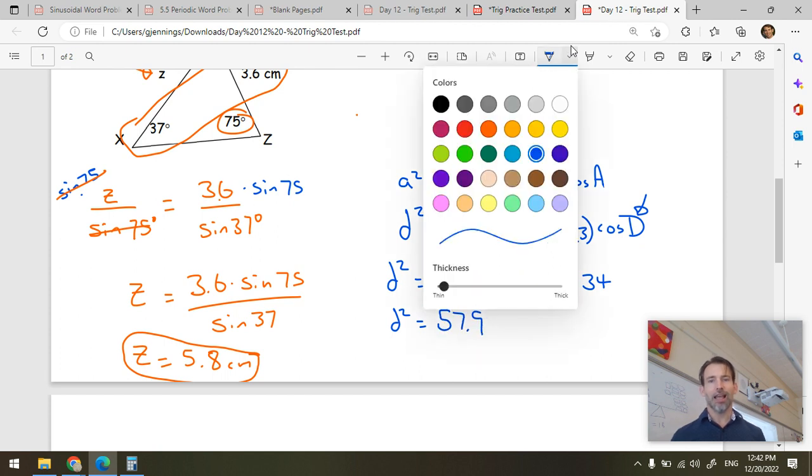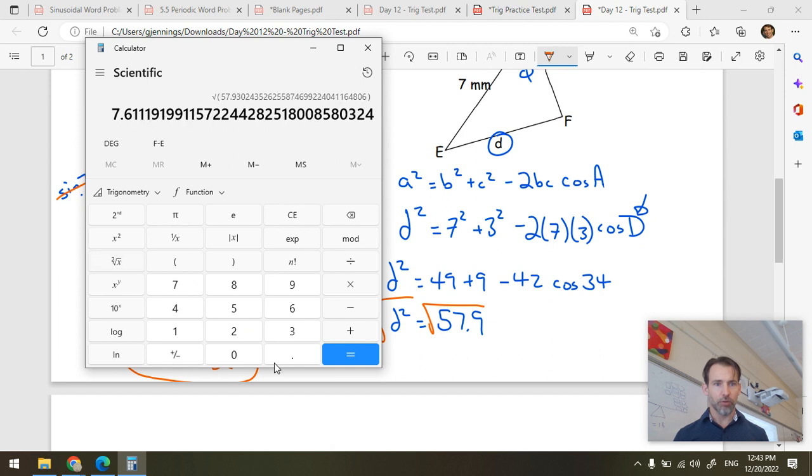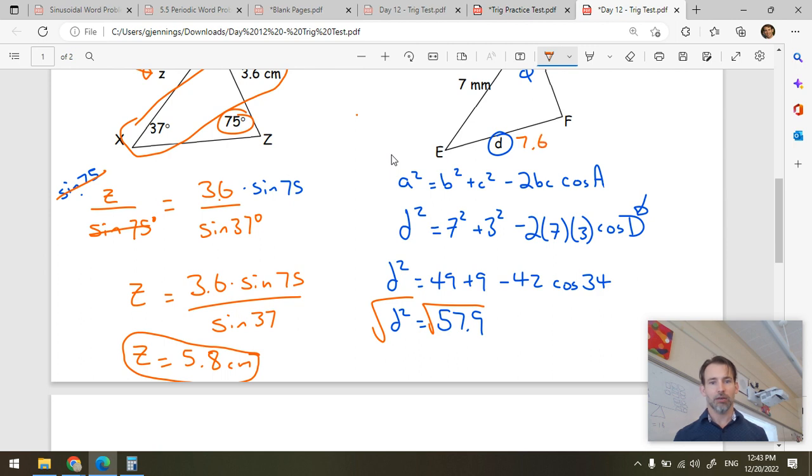57.9. And then our last inverse operation, the one to bring it all home, take the square root of both sides, because I don't want to know what d squared is, I want to know what d is. So the inverse operation of squaring is square root. So do that. So square root that. 7.6. Cool. Looks believable. 7.6. Great. D equals 7.6. And we're done.